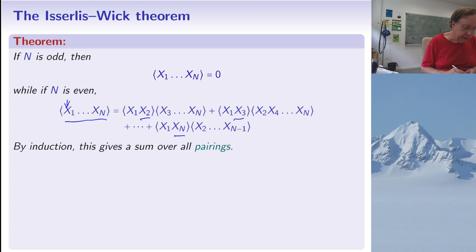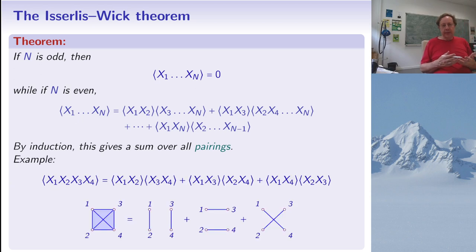So let's look at a few examples. If n is 4, my formula will tell me that the expectation of x1, x2, x3, x4 is the sum of three terms. And these terms just involve all possible pairings, so all possible ways of splitting the set 1, 2, 3, 4 in two disjoint sets with two elements. So graphically, I can represent this in the following way. That's a notation for this four-point function, and it's given by a sum of three products of two-point functions like that.